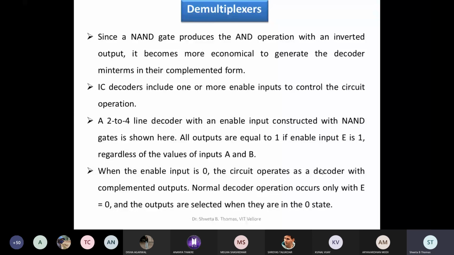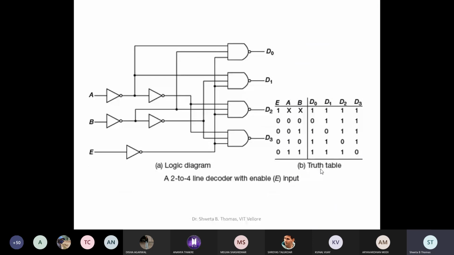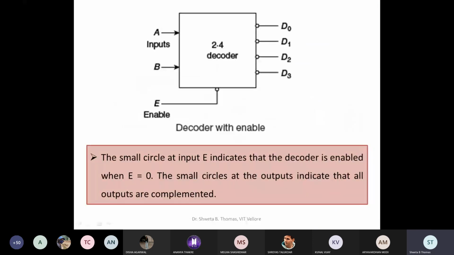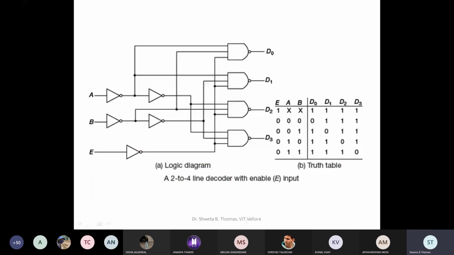When the enable input is 0, the circuit operates as a decoder with complemented output. Normal decoder operation occurs only when E is 0, and the outputs are selected when they are in the 0 state. So better we will see the diagram itself. This is the logic and truth table diagram for the 2 to 4 line decoder. That simplest one we have already seen, but this one we will see now.